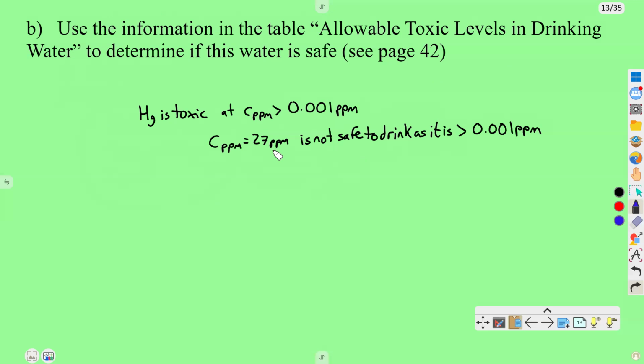Our concentration is 27 parts per million, far greater than what is deemed as being safe for us. So that concentration of mercury in water, even though they're like, well, there's only 27 particles out of a million that are toxic to us. Yes, but it's still toxic to you. You would need a far more diluted solution when it comes to mercury to be safe.